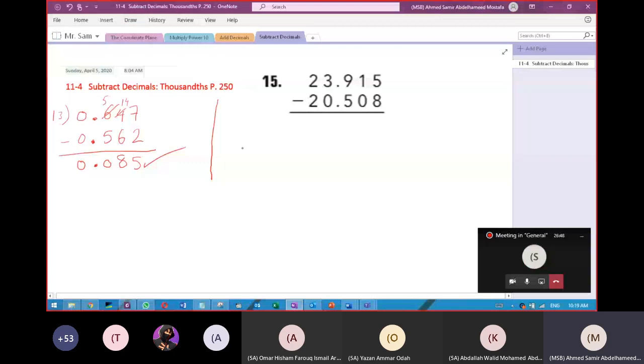All right, so let me answer this with you. We're starting from the very beginning. We have here 23.915 minus 20.508. How can we work this out? First of all, you see here we have decimal points. What should we do about this? The decimal points. What should we do here? We put the decimal points aligned here. Yes?